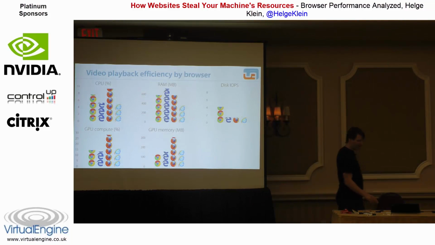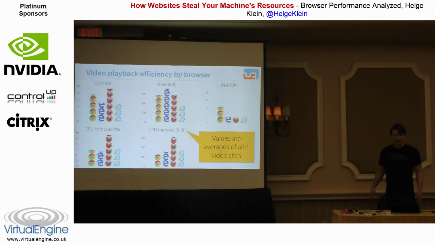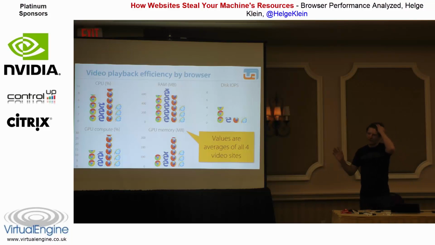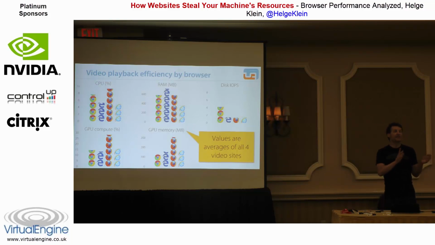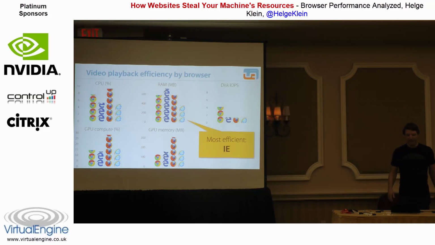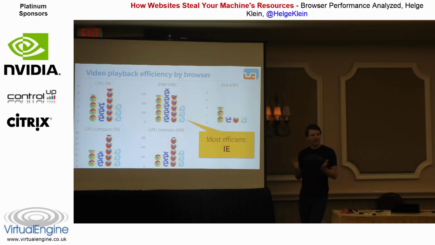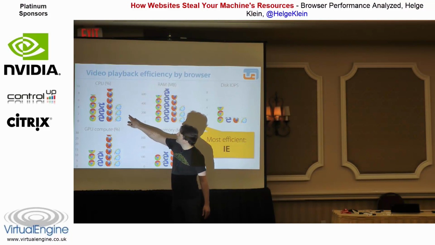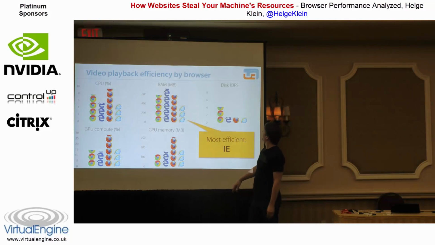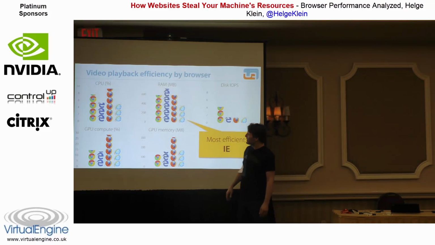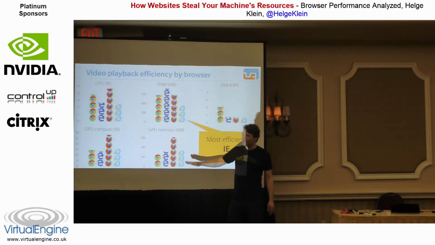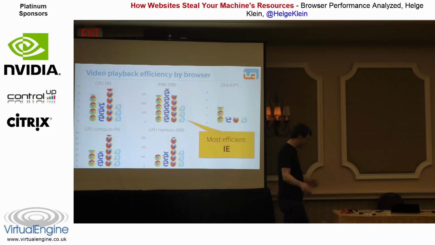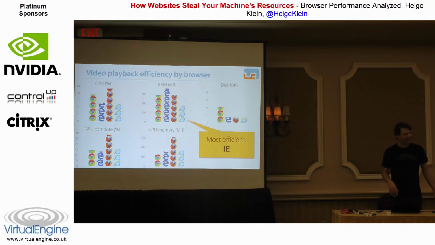There are quite a few interesting findings here. Of course, these are the averages of all four video sites. A little bit later on, I'll show you differences between the video sites, which is also pretty interesting. But clearly, the most efficient browser is good old IE. Who would have thought that? The CPU utilization is pretty much the lowest, RAM utilization is very low, basically no disk I/O, and GPU usage is also very, very low. So that's great. Just keep your users in IE and you can maybe throw away the cells.